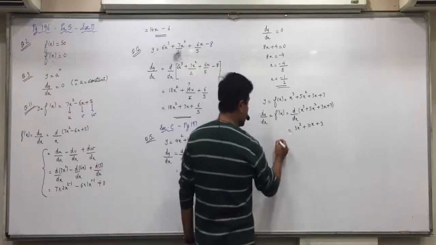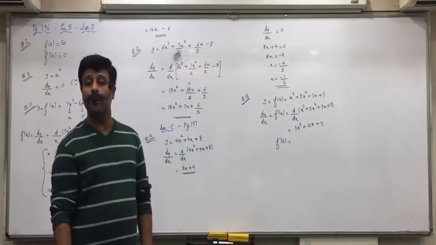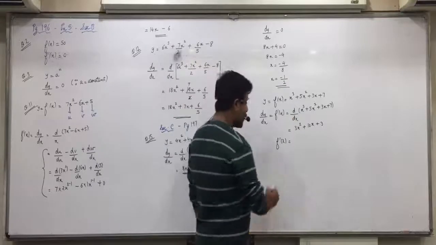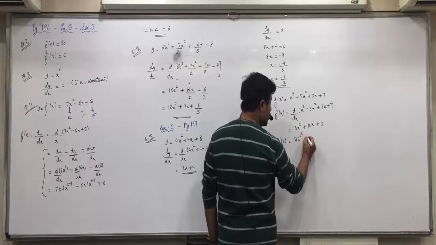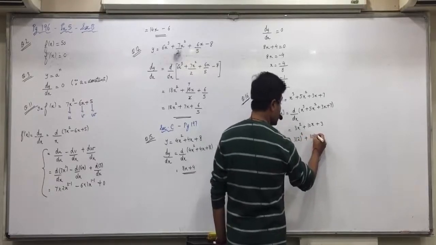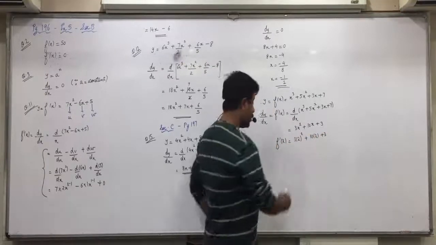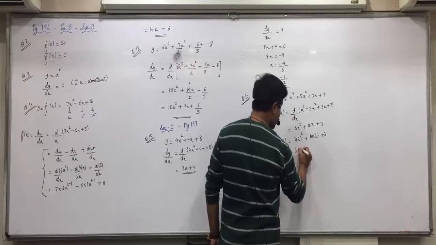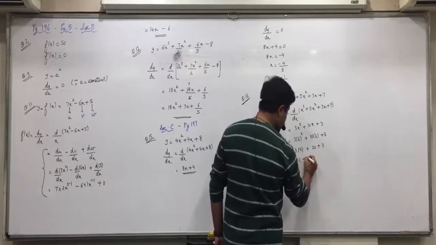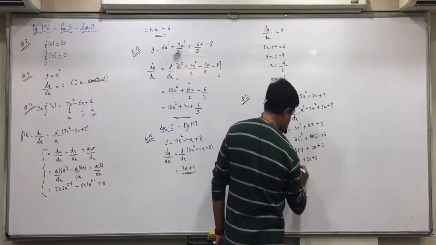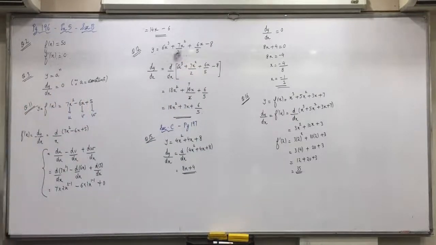Now what is asked? f dash 2. Wherever there is x, we have to substitute 2. So 3 into 2 whole square plus 10 into 2 plus 3. Wherever there is x, we will put 2. What is 2 square? 4. 3 into 4 is 12, 10 into 2, 20. 12 plus 20 plus 3. Do you get 35 or not? Yes. So it was asked, prove that f dash 2 comes to 35.